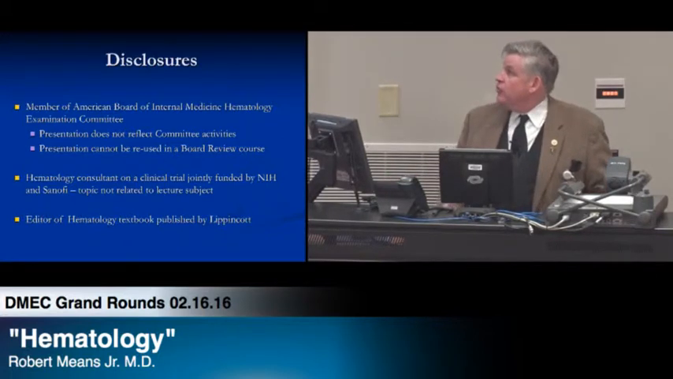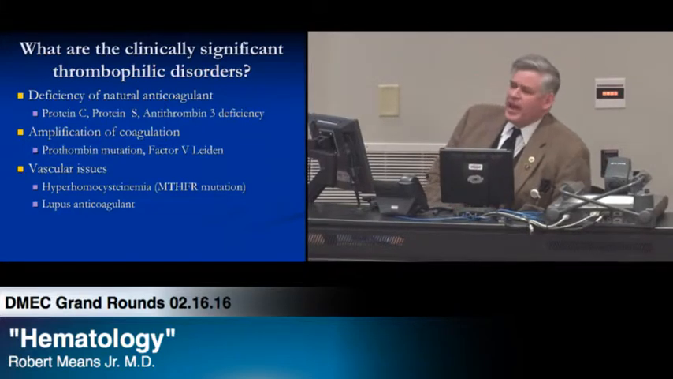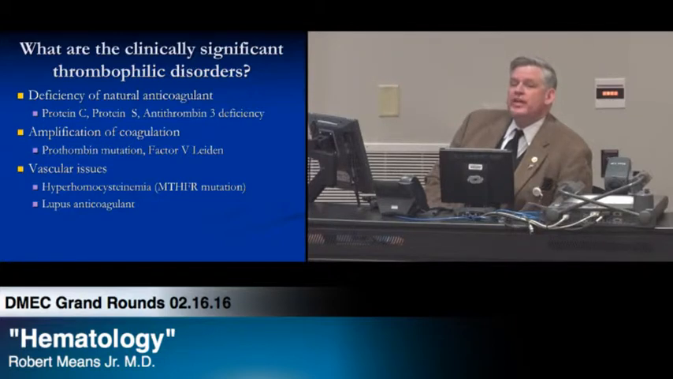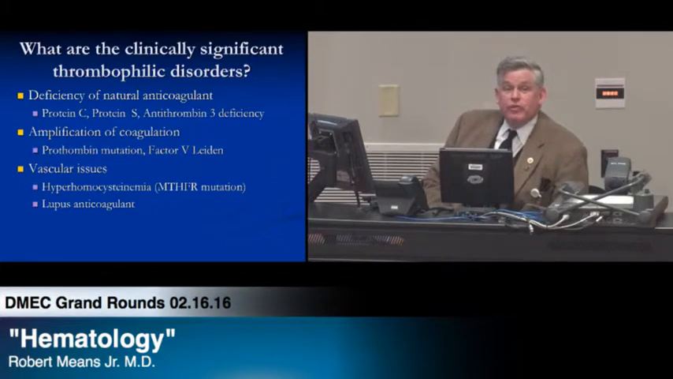So what are the clinically significant thrombophilic disorders? They break down into 6 or 7 categories. First are deficiencies of the natural anticoagulants. These are protein C, protein S, and antithrombin 3. These are the best known of the major thrombophilic disorders. Fortunately, because they are also the most severe, they are relatively uncommon.